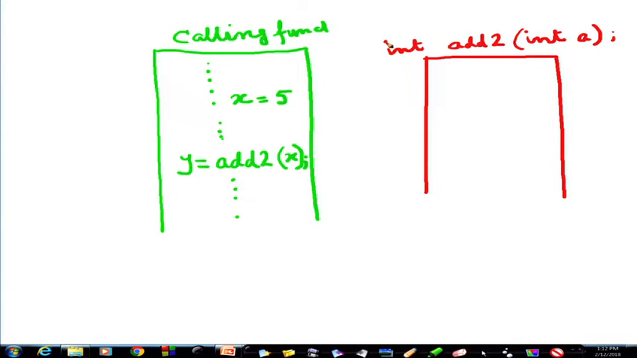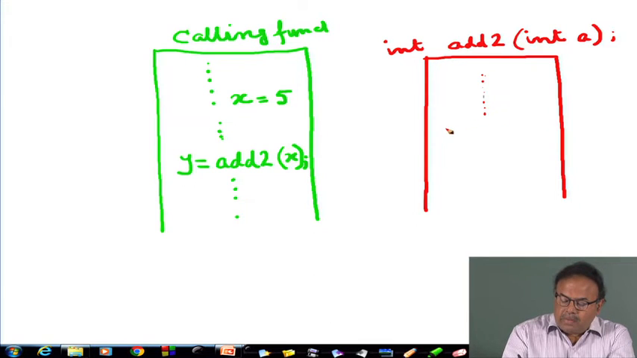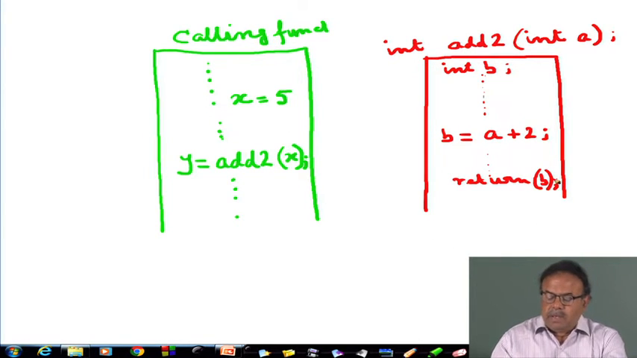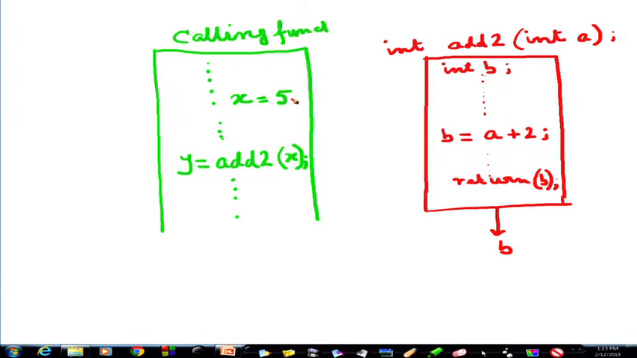Now a, we know, is a local variable to the function. So suppose it was 5, this will result in a getting 5, and here I declare another variable, say b, although it was not necessary, but I am just saying b is a plus 2, because its task is to add 2, and then I say return b. So this b which is an integer is being returned. In this case b will be 7, and it will be going back here. I hope this is clear.